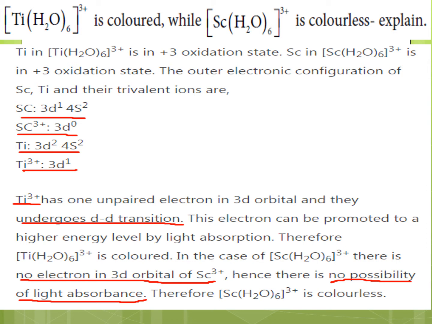That is called d-d transition. And this promotion to a higher energy level by light absorption is not possible in the case of scandium because it does not have any d electron. So there is no d-d transition taking place in the scandium 3+ ion. So no light absorbance, hence scandium 3+ ion containing compounds are colorless.